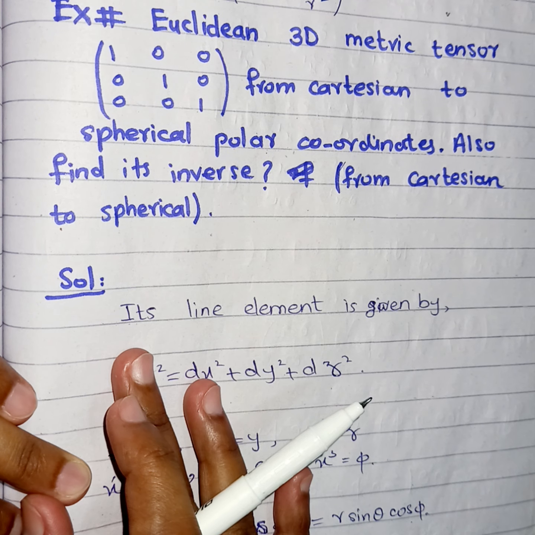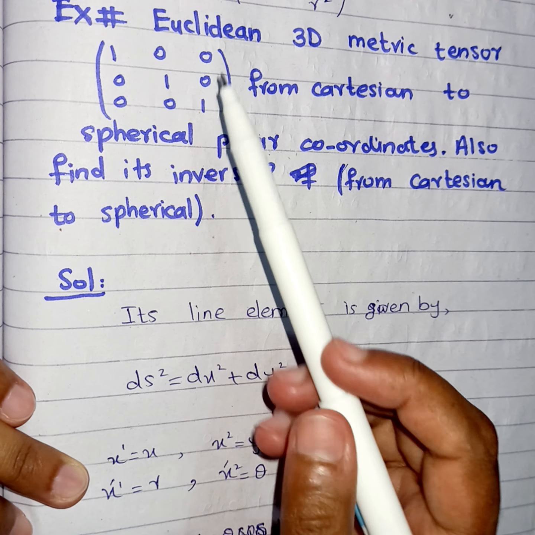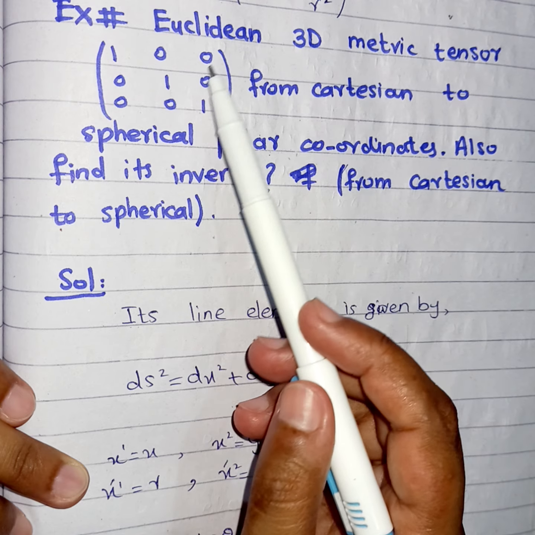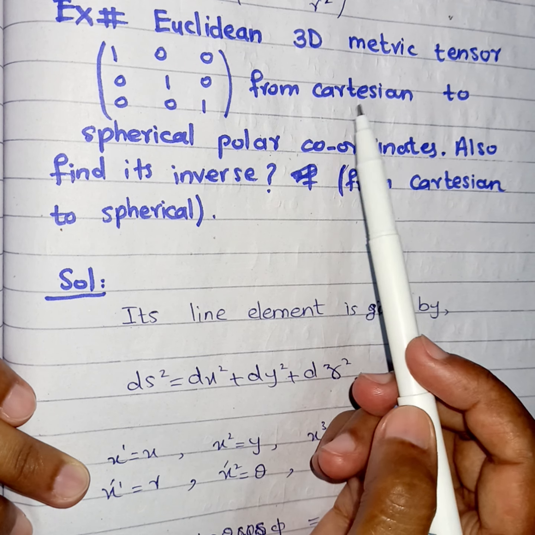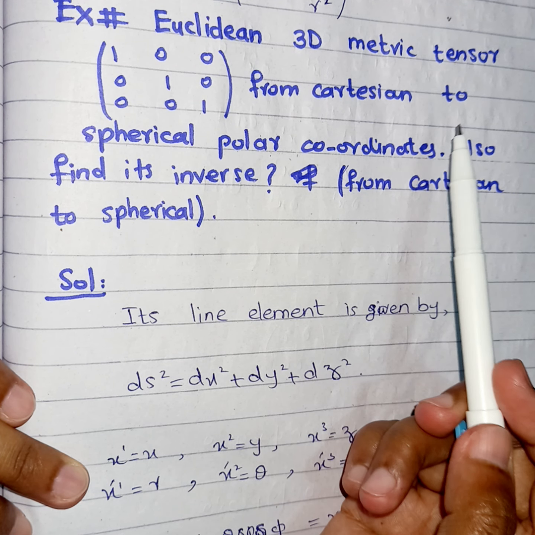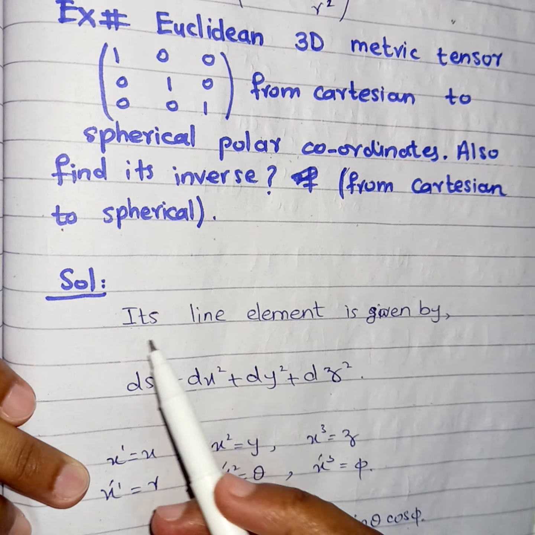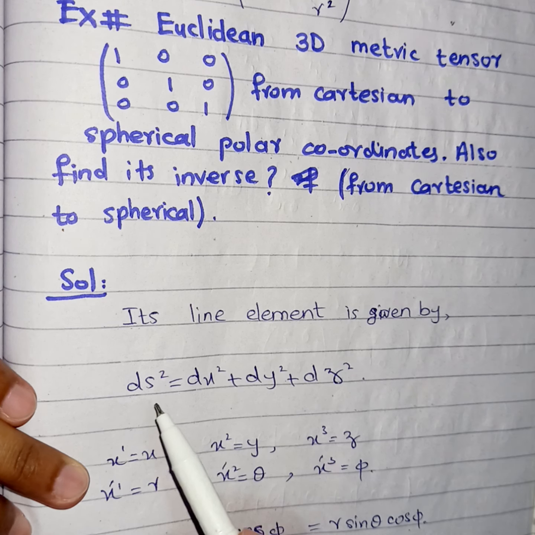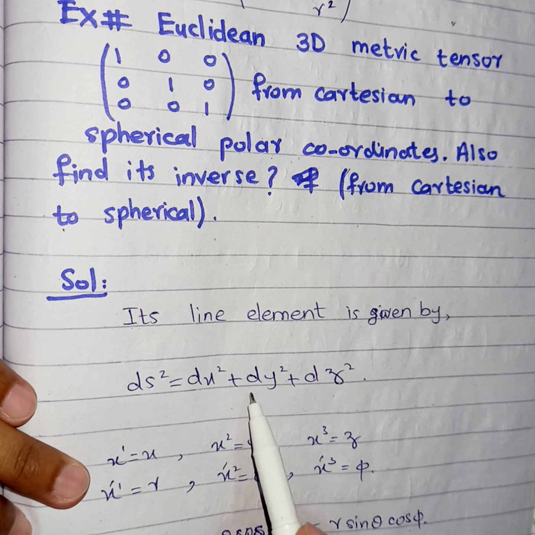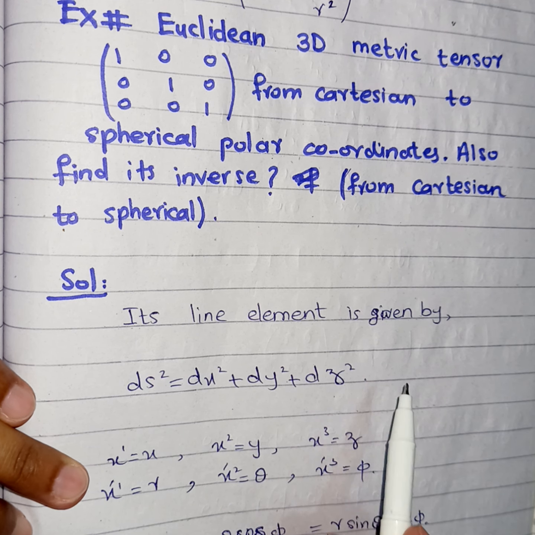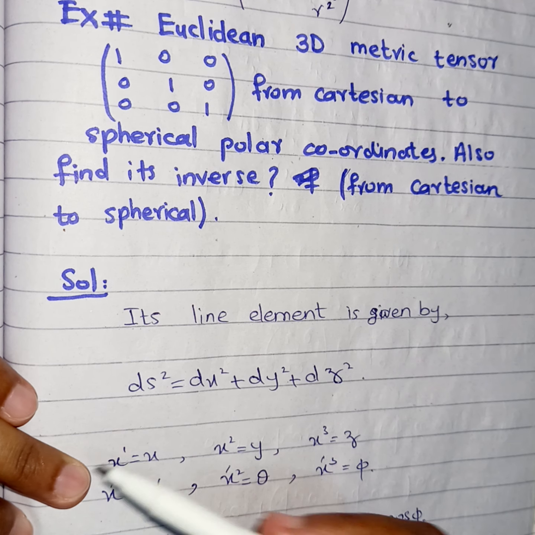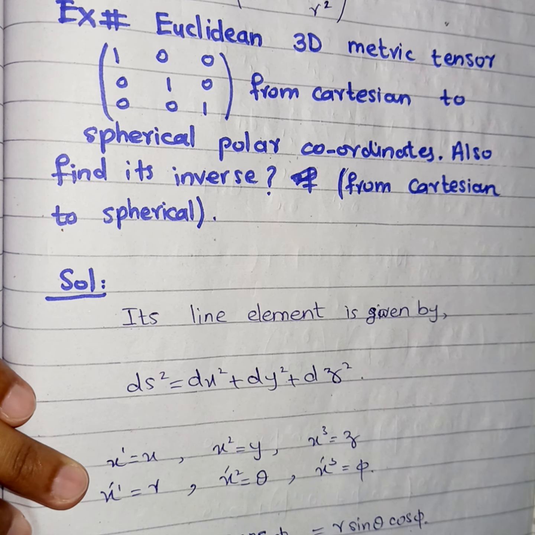Hello everyone, in today's lecture we will see how we can transform the three-dimensional Euclidean metric tensor from Cartesian to spherical polar coordinates. The procedure is very simple and straightforward. Students, its line element is given by ds² = dx² + dy² + dz², and we want to change it from Cartesian to spherical polar coordinates.